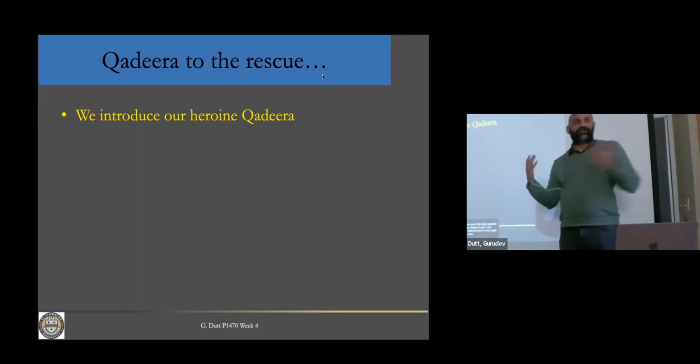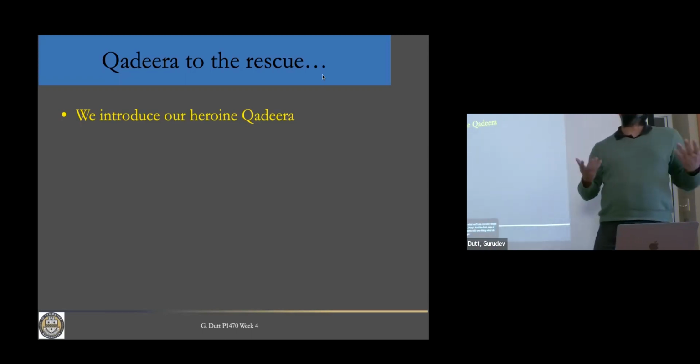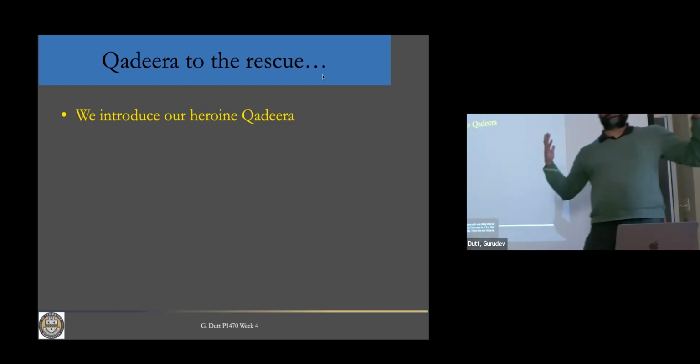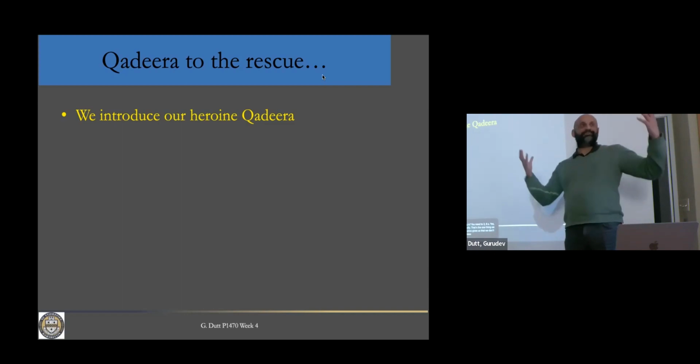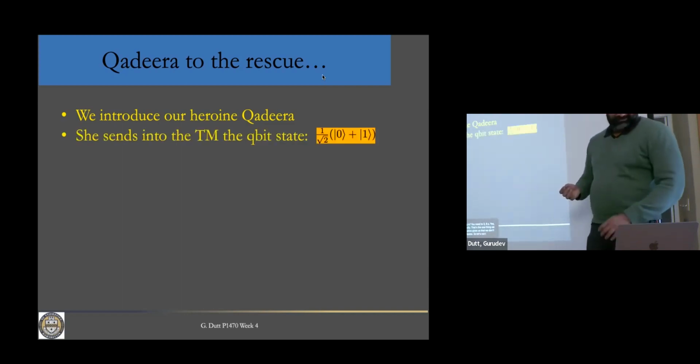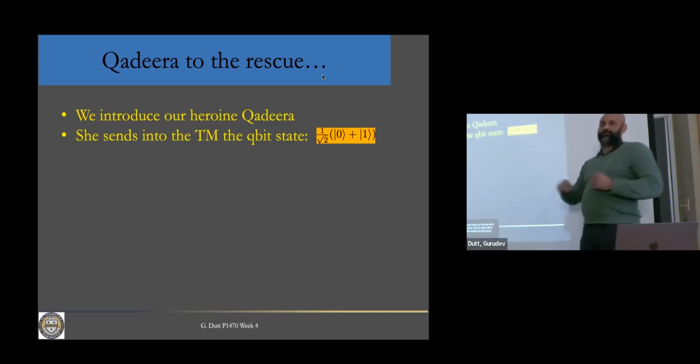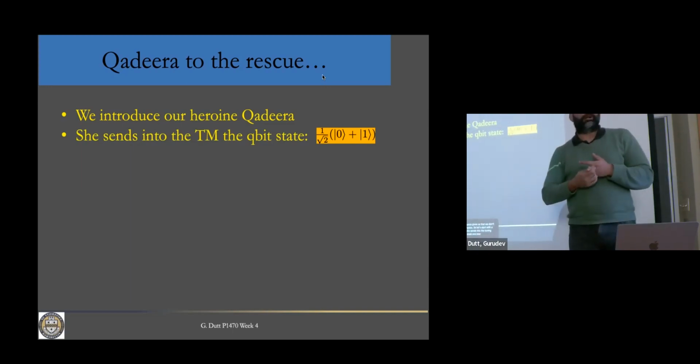And the first step of that trick always begins with one thing. What do you think that thing is? We need to create a, yes, superposition. Exactly. That's the one thing we know quantum physics gives us that we don't have in classical physics. So let's start with a superposition. So she sends into the Turing machine the qubit state 1/√2 (0 plus 1).